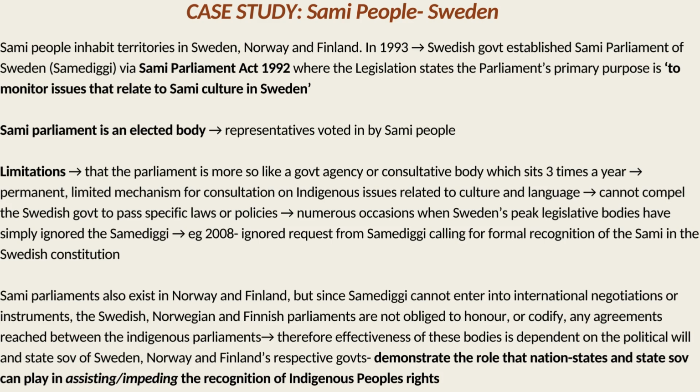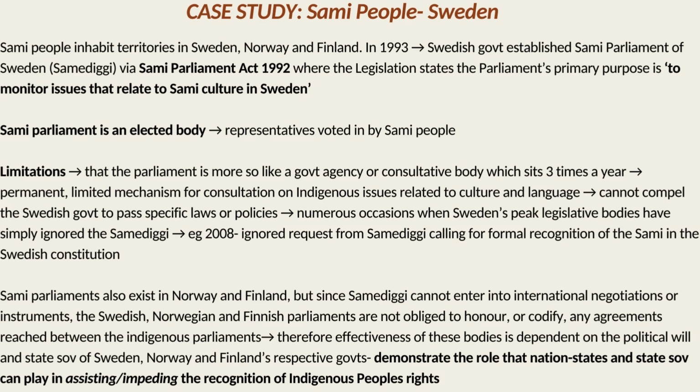Limitations: the parliament is more like a government agency or a consultative body, since it sits three times a year. It is a permanent but limited mechanism for consultation on Indigenous issues relating to culture and language, and it cannot compel the Swedish government to pass specific laws or policies. On numerous occasions Sweden's peak legislative bodies have simply ignored the Sami Parliament. For example, in 2008 they ignored requests from the Sami Parliament calling for formal recognition of the Sami in the Swedish constitution.